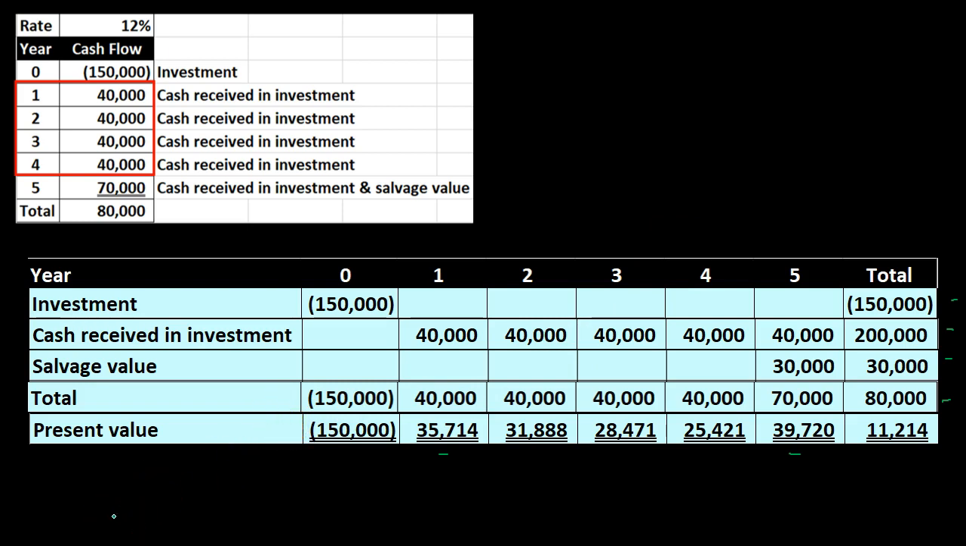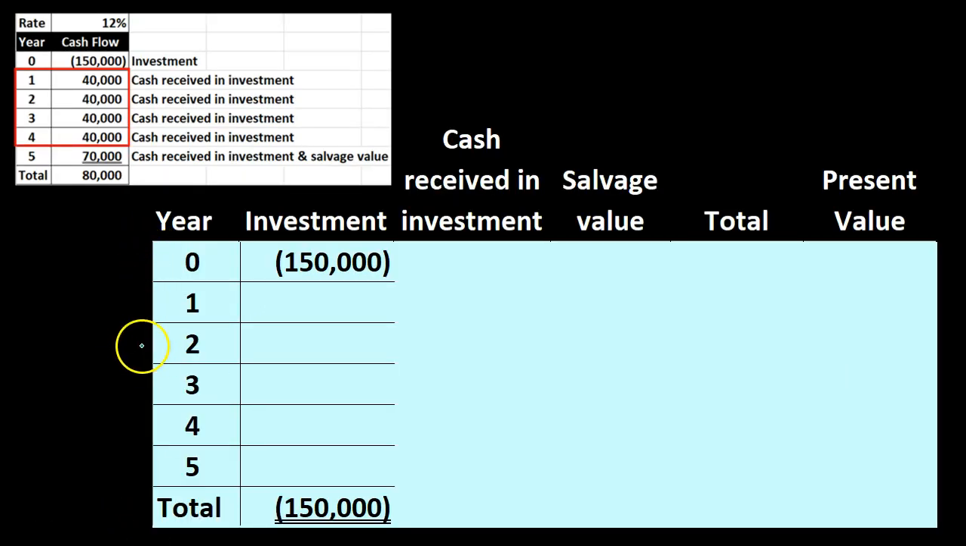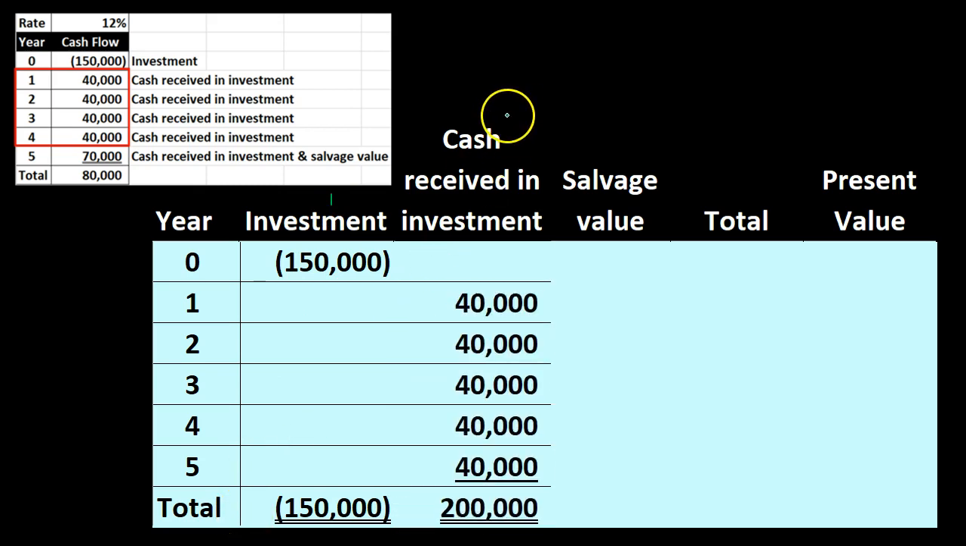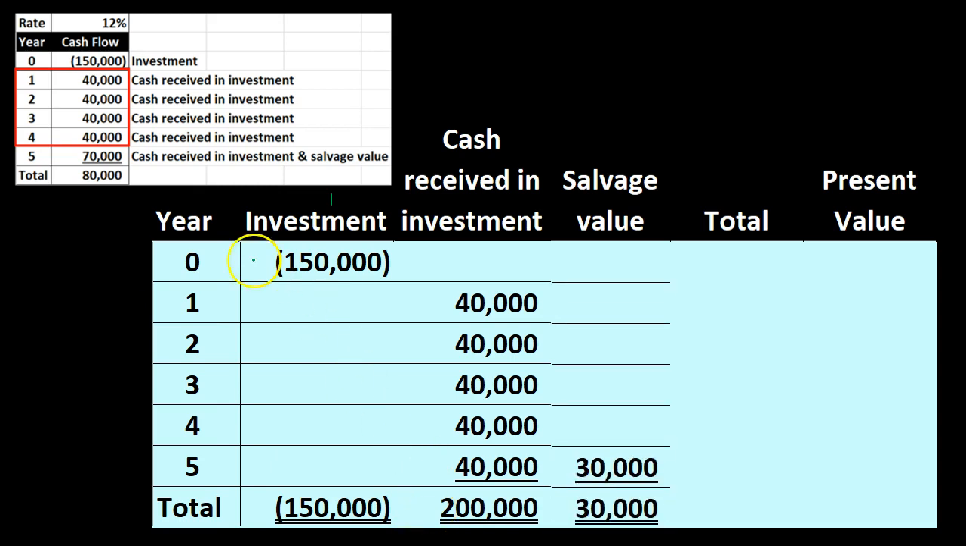The same type of chart, same type of detail, but now just flipping the X and Y axes. So we'll have years 1, 2, 3, 4, and 5. We're going to start with the initial investment. So the initial investment up top is in year 0, and then there's the total, year 0. Then we're going to say cash received in investment for years 1 through 5, just like we saw in the rows, is going to be the 200,000. And then we're going to have the salvage, because remember the 70,000 includes salvage value. So it's 40 plus the 30 salvage. So there's the total salvage.